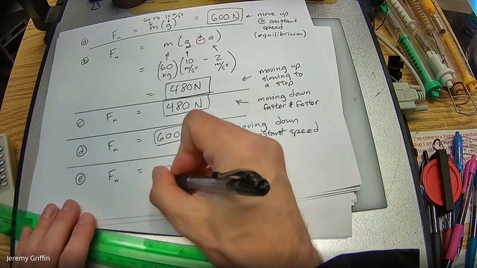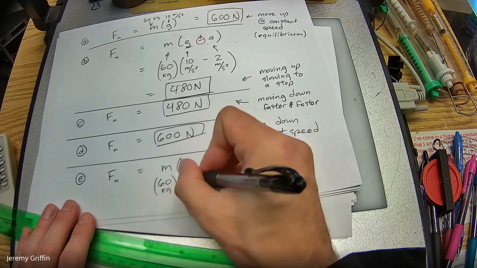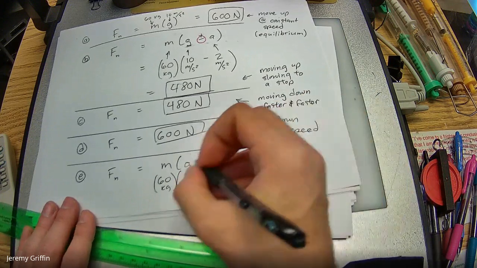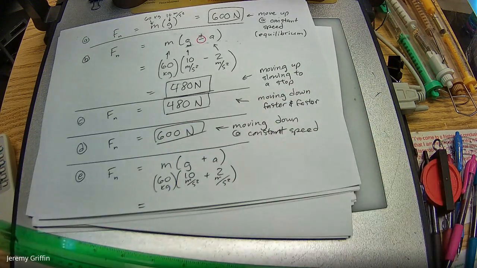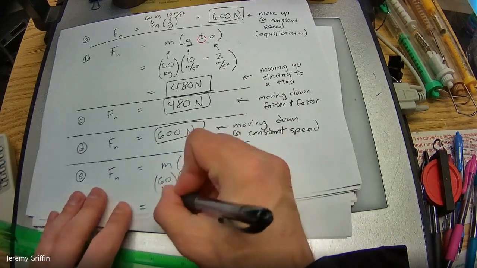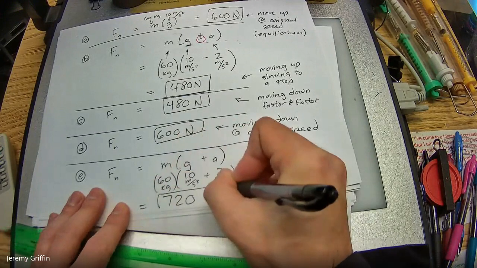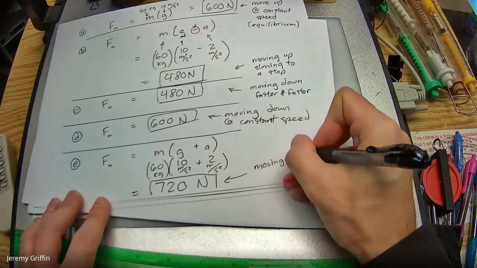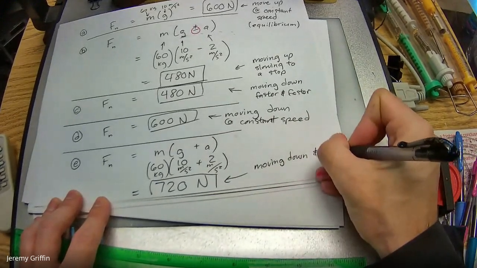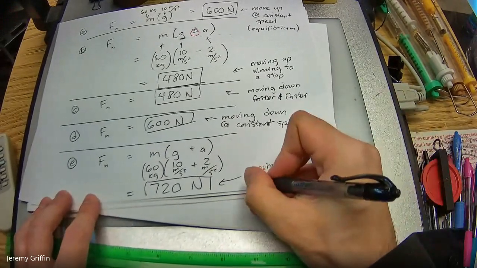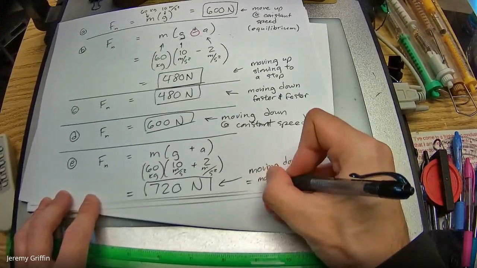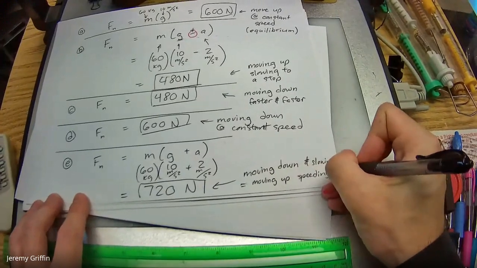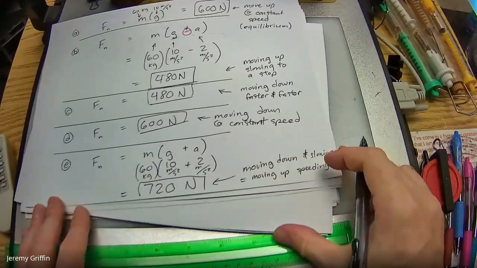We're going to go 60 kilograms times 10 meters per second squared, plus 2 meters per second squared, and see what that comes out to. I'm looking at 720 newtons. So that's the book example of moving down and slowing. But you guys know it's also identical to moving up and speeding up. Those two situations are physically identical.